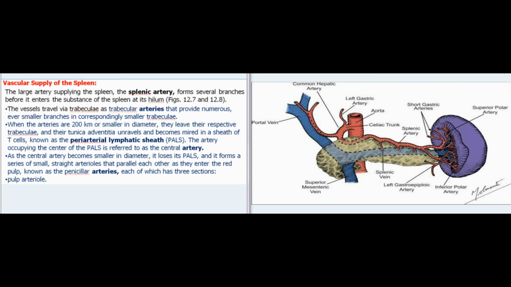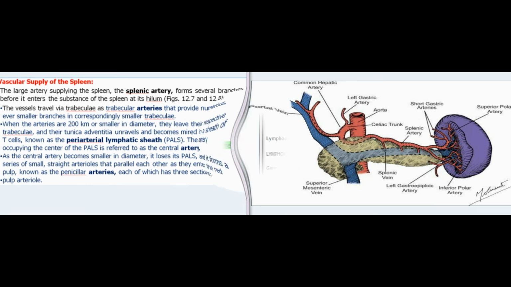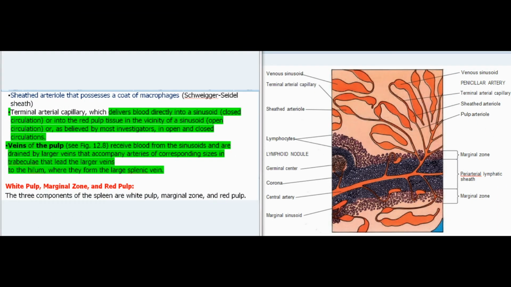As the central artery becomes smaller in diameter, it loses its PALS, and it forms a series of small, straight arterioles that parallel each other as they enter the red pulp, known as the penicillar arteries, each of which has 3 sections: pulp arteriole, sheathed arteriole that possesses a coat of macrophages, Schweigger-Seidel sheath, and terminal arterial capillary, which delivers blood directly into a sinusoid, closed circulation, or into the red pulp tissue in the vicinity of a sinusoid, open circulation, or, as believed by most investigators, in open and closed circulations.